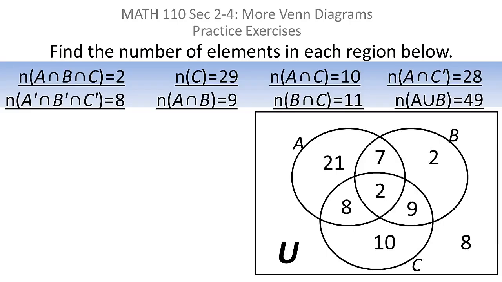So now I've completed all the regions of that Venn diagram. I've found the number of elements in each region.